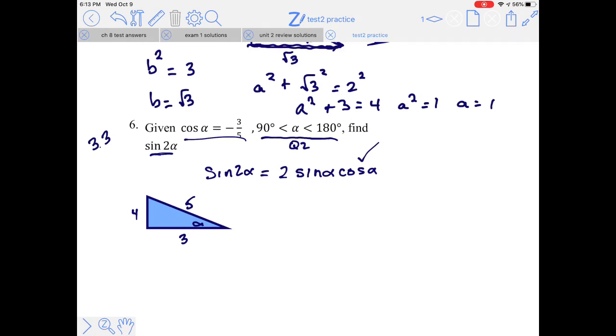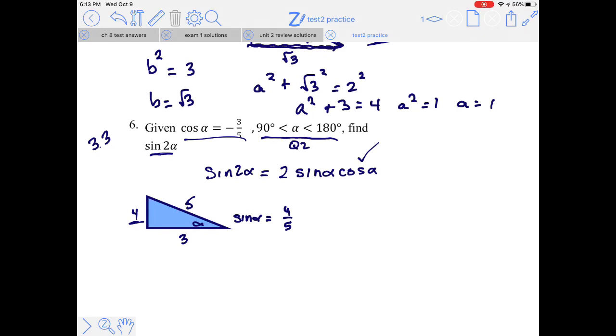Where were we? Oh yeah. So the opposite length there's 4. That tells us the sine of alpha is 4/5. Now maybe it's 4/5, but it could be negative 4/5. It depends on where alpha is. Alpha is in quadrant 2. So is it positive 4/5 or negative 4/5? Positive. Remember, sine is positive in the second quadrant. So I'm going to keep it positive 4/5.